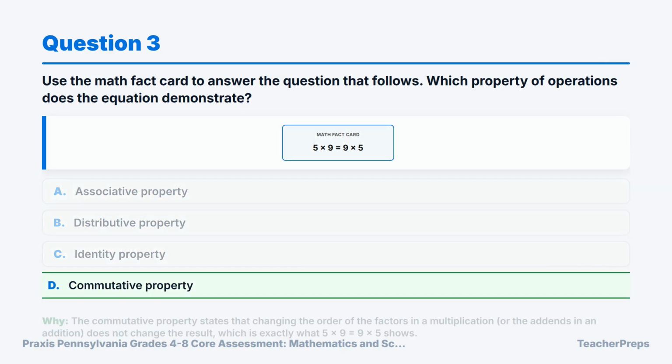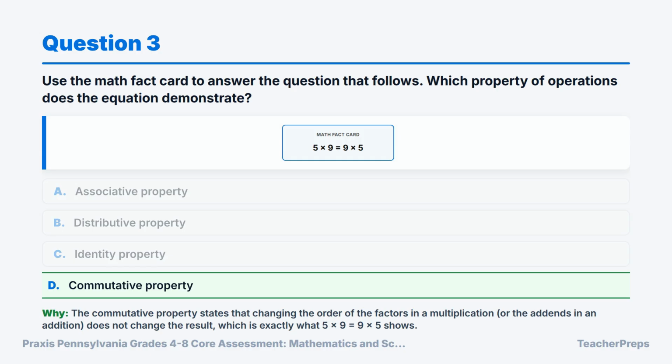The correct answer is D, commutative property. The commutative property states that changing the order of the factors in a multiplication or the addends in an addition does not change the result, which is exactly what 5 times 9 is equal to 9 times 5 shows.